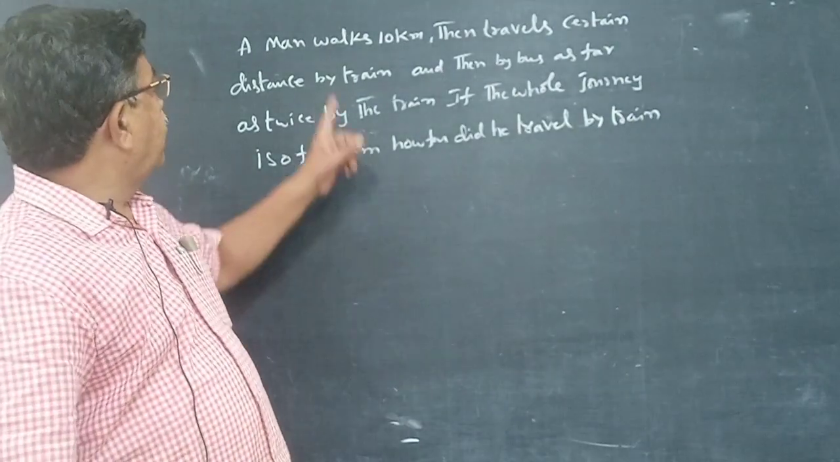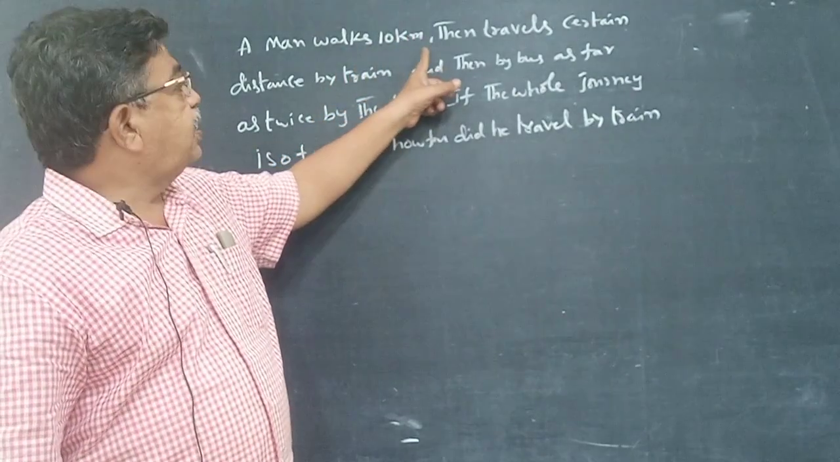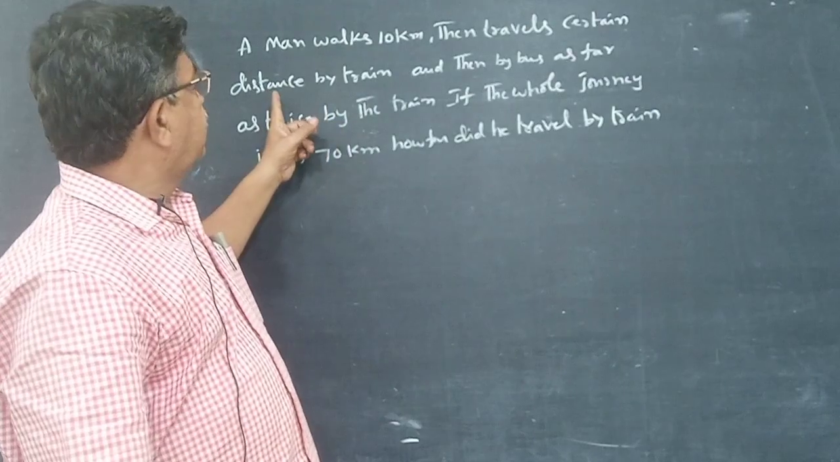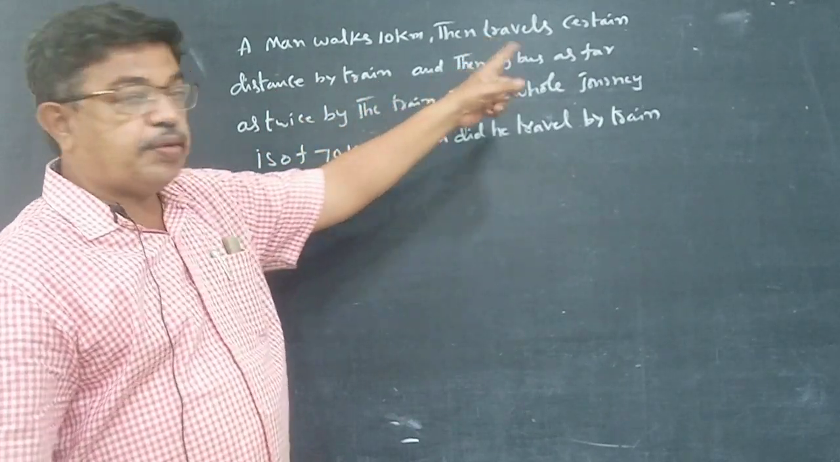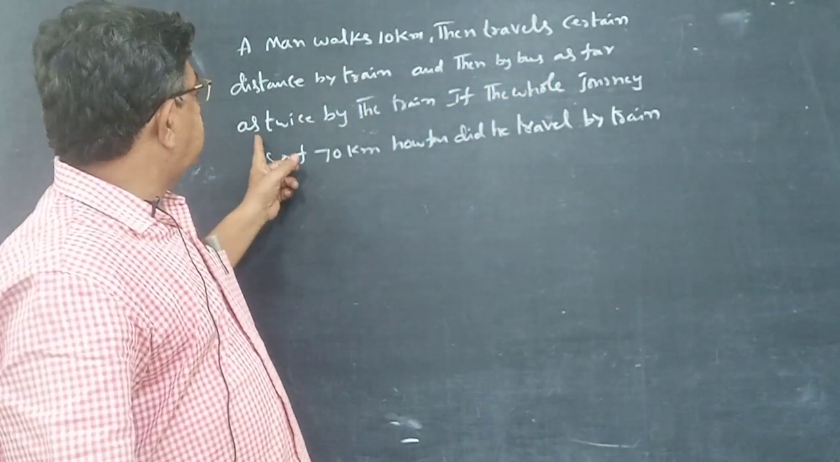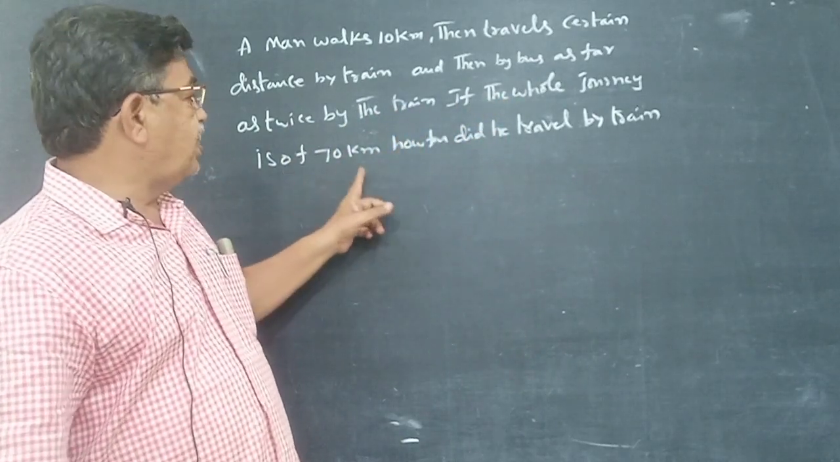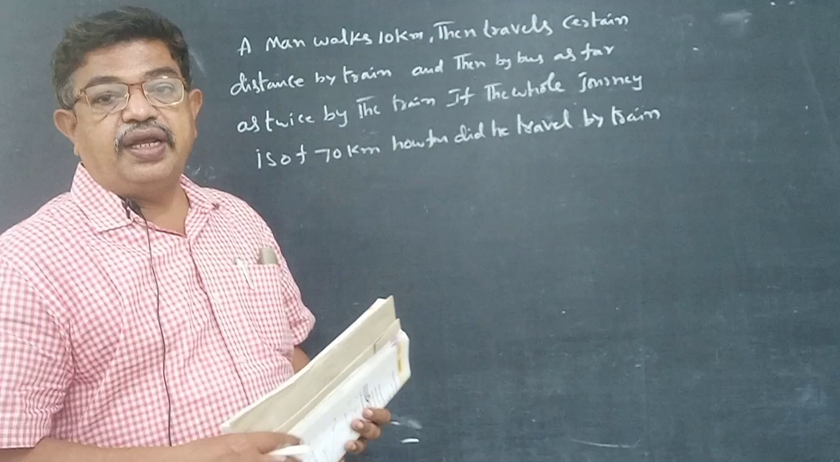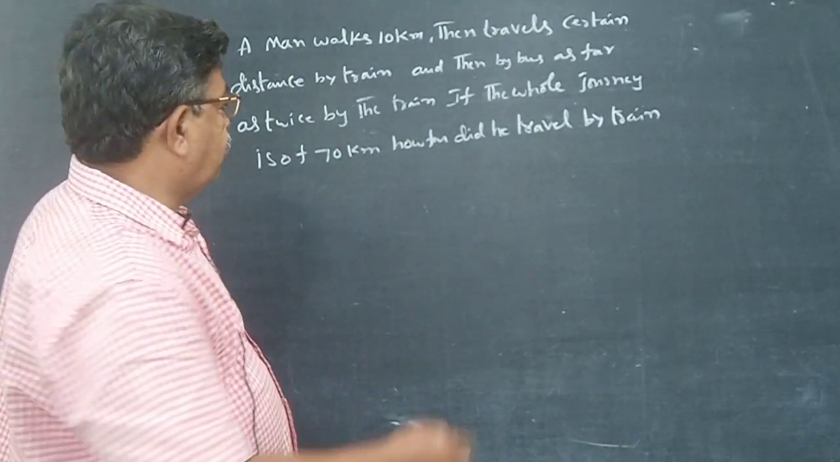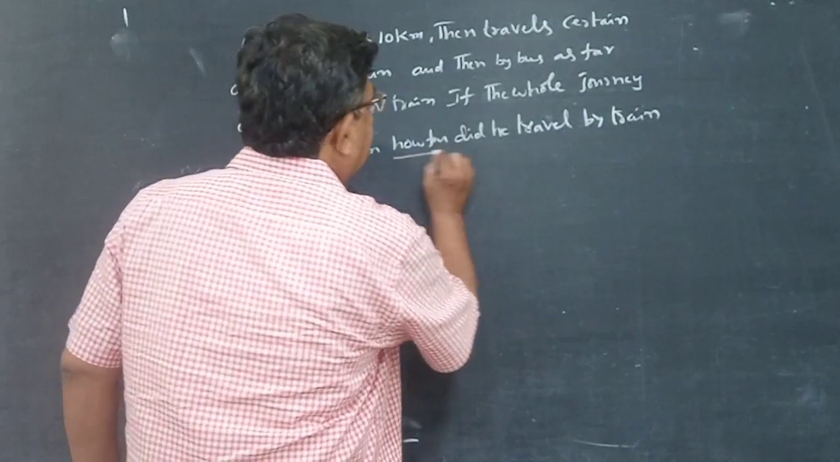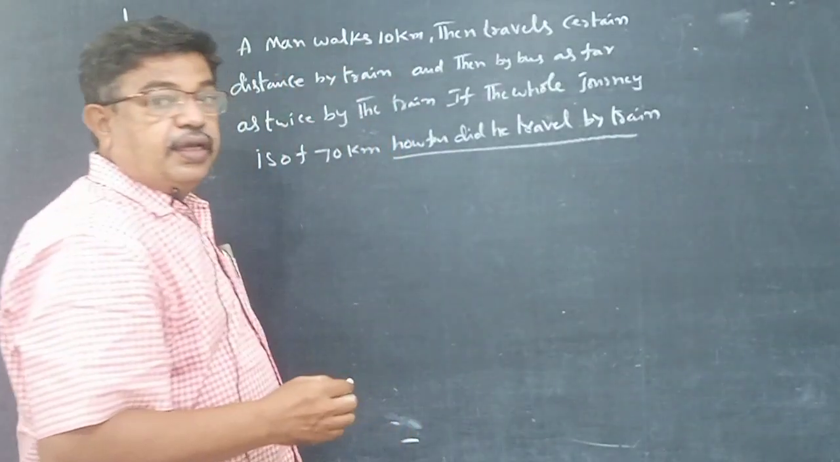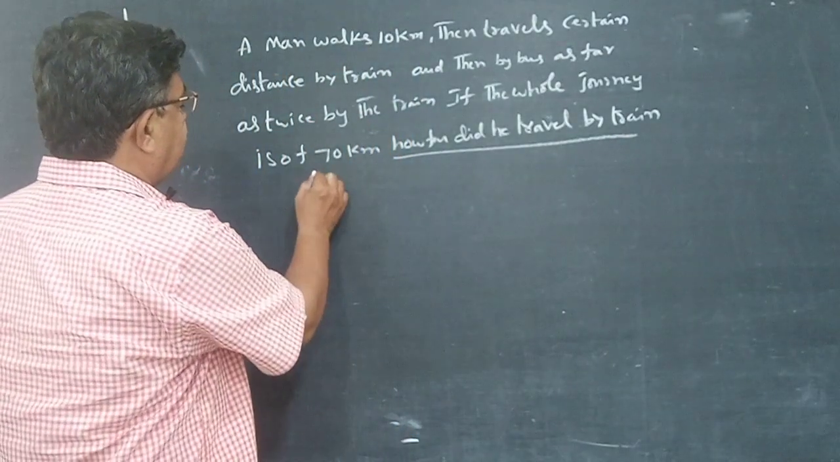This is the problem. A man walks 10 kilometers, then travels a certain distance by train and then by bus, as far as twice by the train. If the whole journey is of 70 kilometers, how far did he travel by train? So we want to find the distance traveled by the man in train. So I start with that.